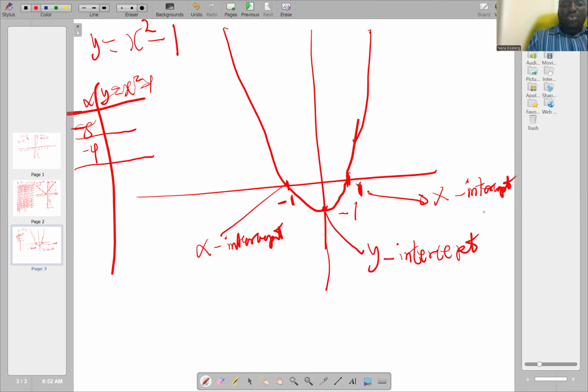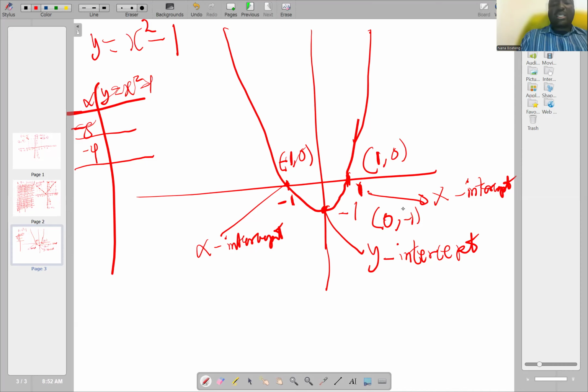So at the point where it intersects with the x-axis, this point here, the other pair here, the x value is -1 and the y value is 0. And at this point here, where it intersects the x-axis, the other pair here, x value is 1 and the y value is 0. And at this point here, where it intersects the y-axis, the other pair, the x value is 0 and the y value is -1.